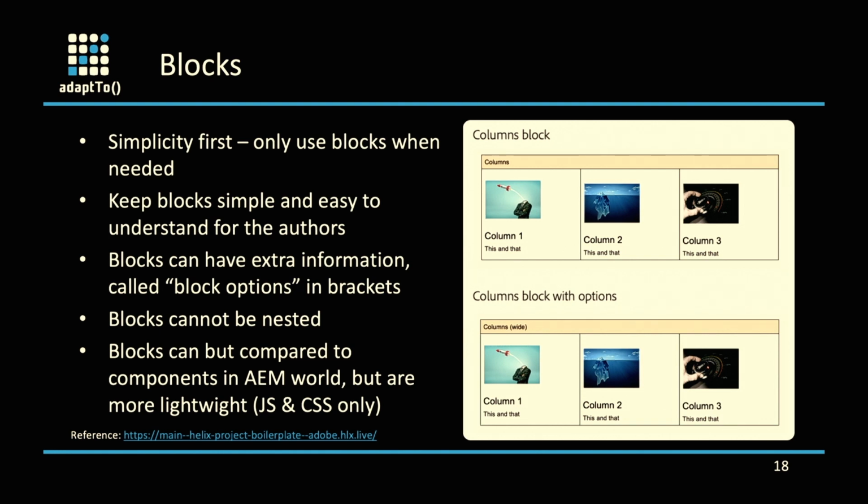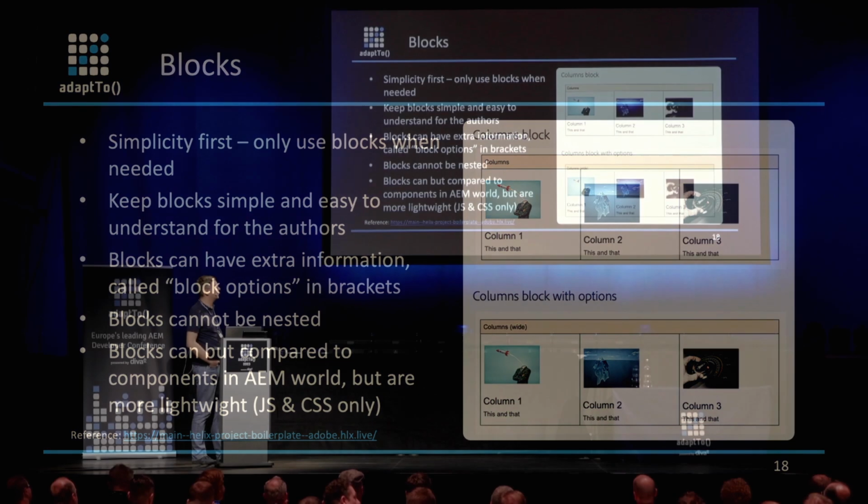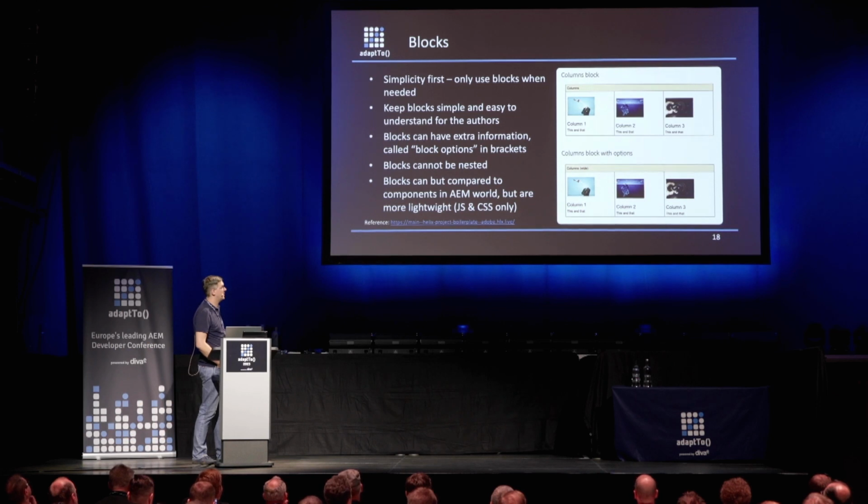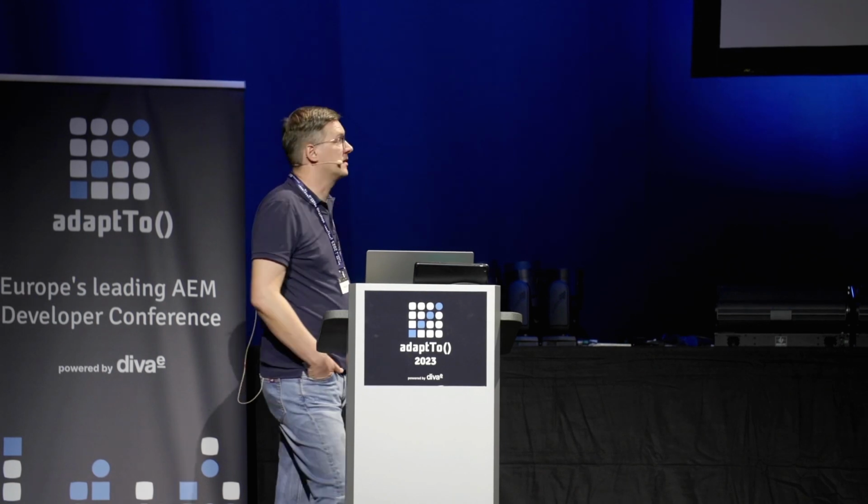For the author, if he opens a Word document and he sees this column block, you can immediately see what this block is doing. Obviously, it will render 3 columns, and each column gets an image, a sub-headline, and some text. Pretty easy to understand for every author, no training is needed, no extra questioning, what is this thing doing, how does it work, it's pretty obvious, and you can see immediately what it does.